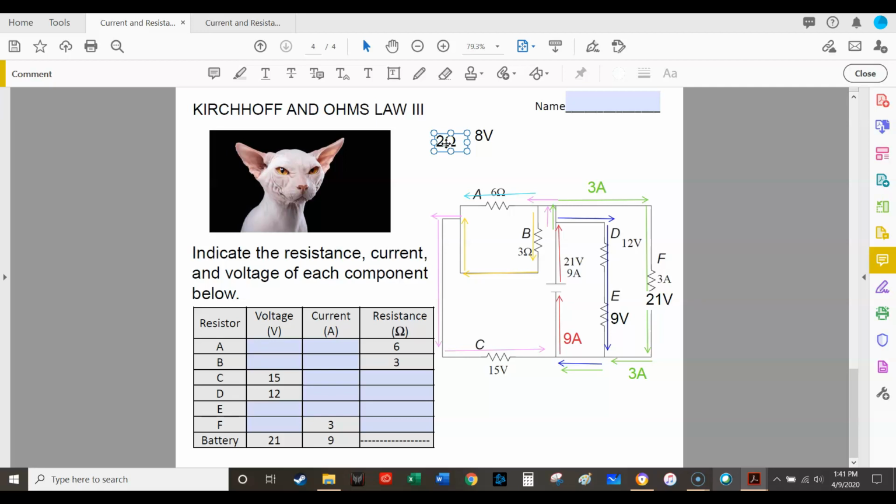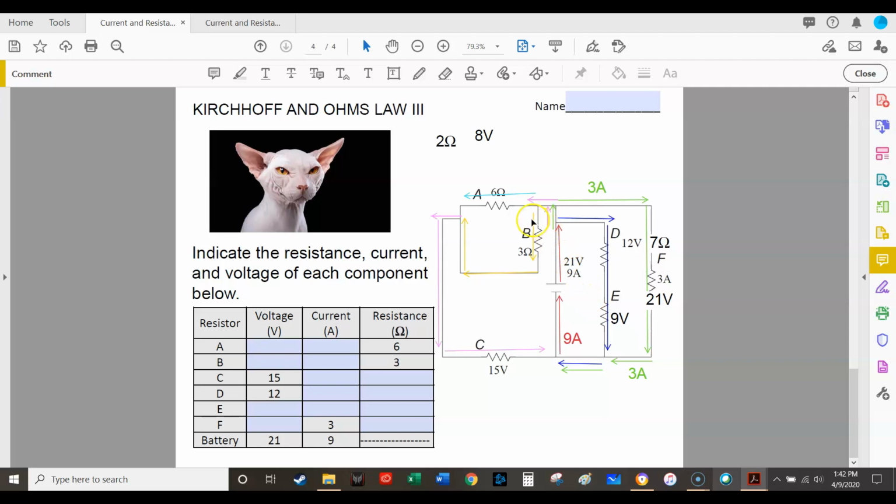And if that's 21 volts, 21 divided by 3 is going to be 7 ohms. So now we have all the components of F. Right? And we also know that out of the 9 amps that's leaving, 3 of the amps is going here. That means we have 6 amps left over.